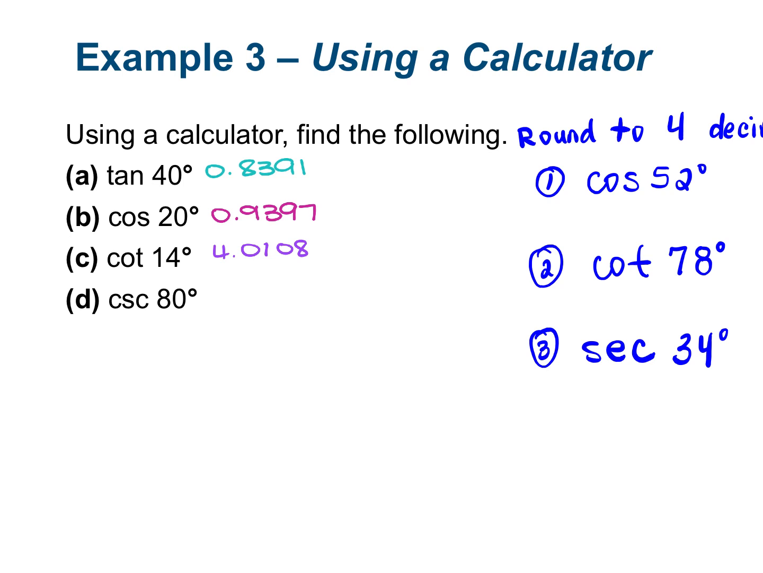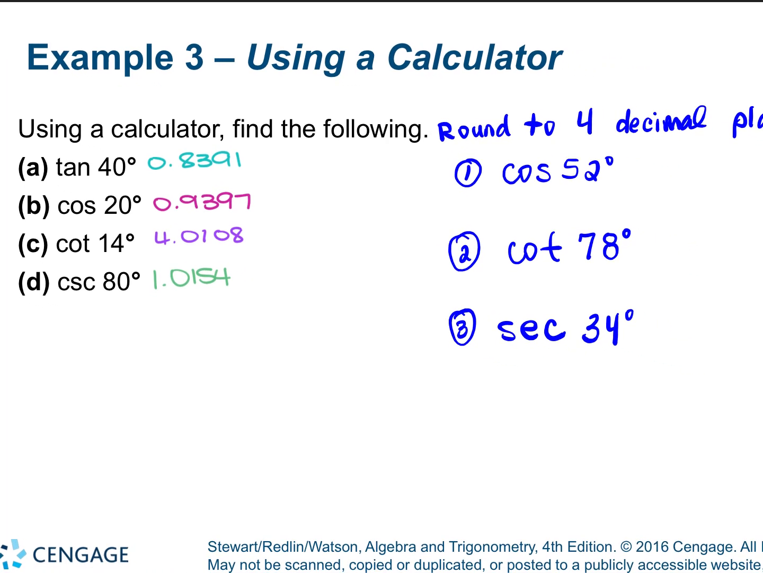Next, we have the cosecant of 80 degrees. Cosecant is the inverse of sine. So we're going to do 1 divided by sine 80, close your parentheses, hit enter. If you round to the 4th decimal place, you get 1.0154. For your next example, you have the cosine of 52 degrees. That one, easy. Just hit the cosine button, 52, close your parentheses, hit enter. Round to the 4th decimal place, you get 0.6157.